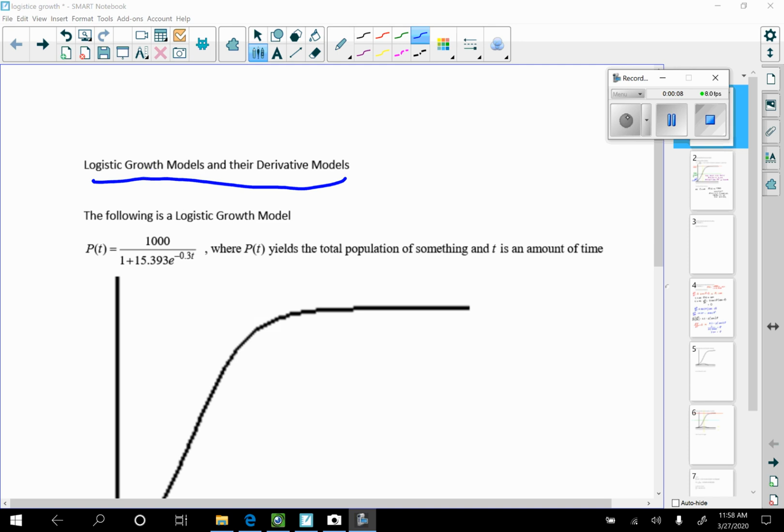Today we're going to talk about these logistic growth models and their derivatives. This is going to be a very important topic in BC calculus. At first glance, it seems like a difficult topic, but really it is not that difficult. If you look at this function here, it looks kind of confusing. It really isn't. So let's start talking about it.